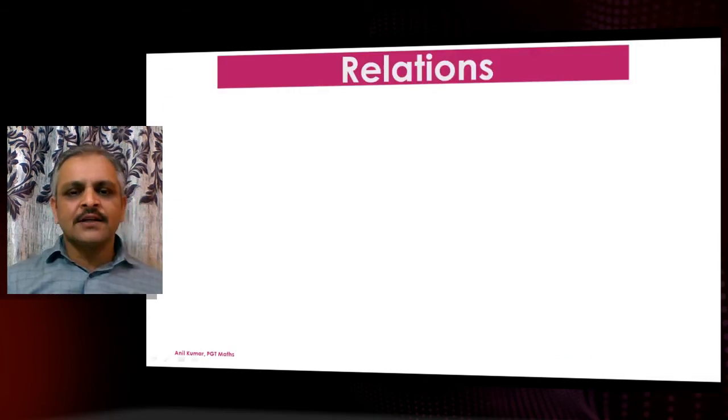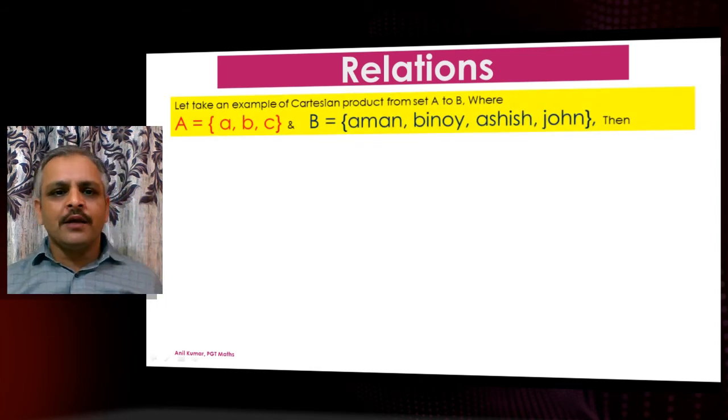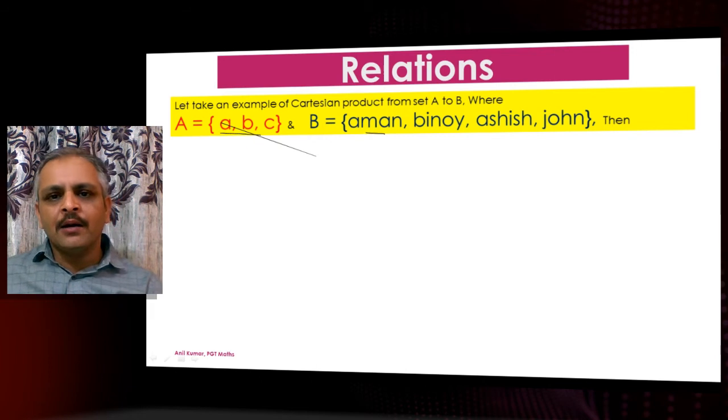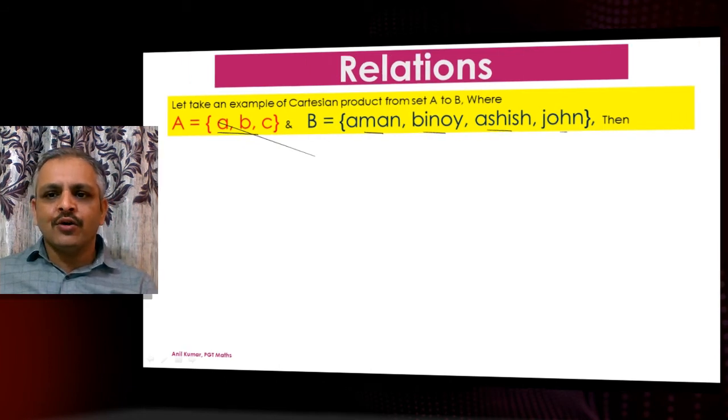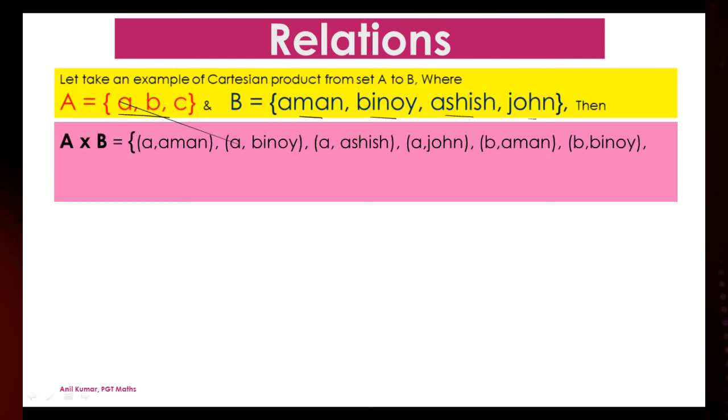So first, let's understand what we mean by the word relation. Let's take an example of Cartesian product from set A to B, where set A has the elements a, b and c, and set B is a set of some names: Aman, Binoy, Ashish and John. Then the Cartesian product from A to B will be: a with Aman, a with Binoy, a with Ashish and a with John. Similarly, we relate b with all these four and c with the remaining four.